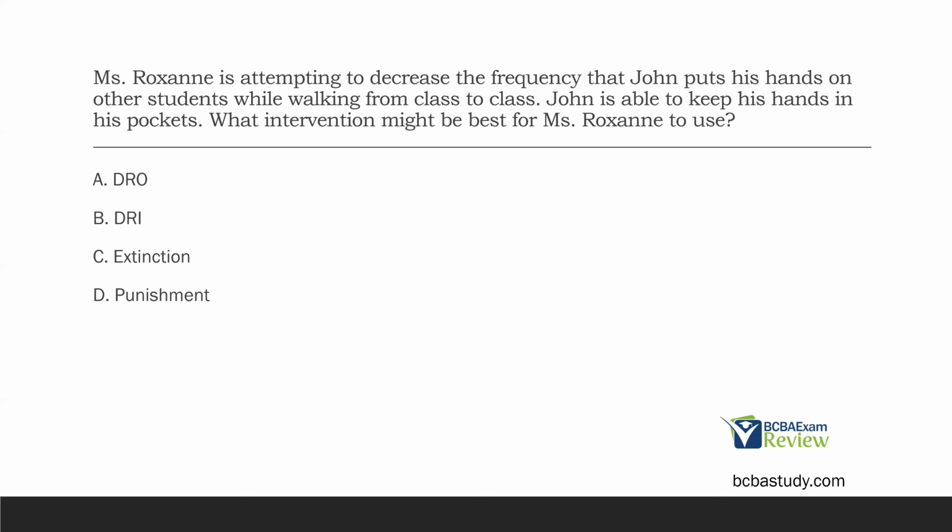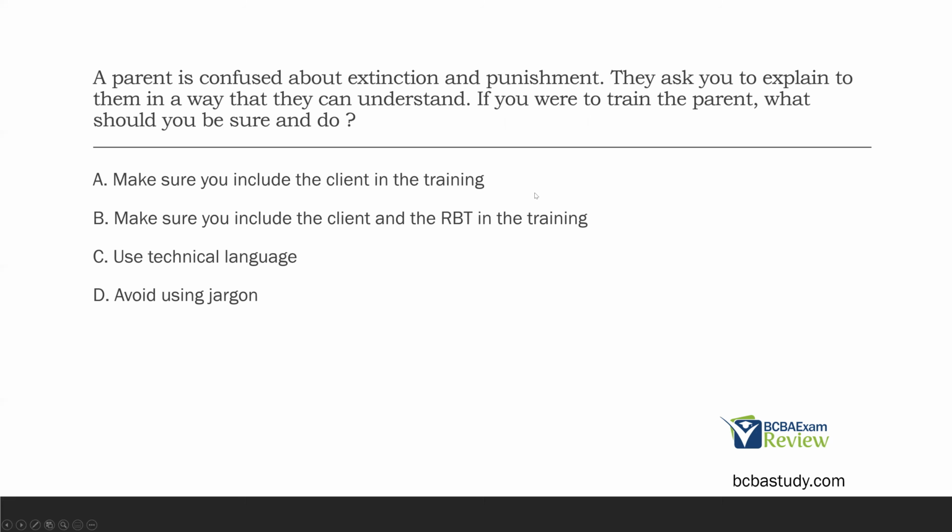So the best answer here, what's going to teach a replacement behavior plus have an incompatible replacement behavior, is going to be DRI. So what intervention might be best for Ms. Roxanne? DRI. Question 2. A parent is confused about extinction and punishment. They ask you to explain to them in a way that they can understand. If you were to train the parent, what should you be sure to do?